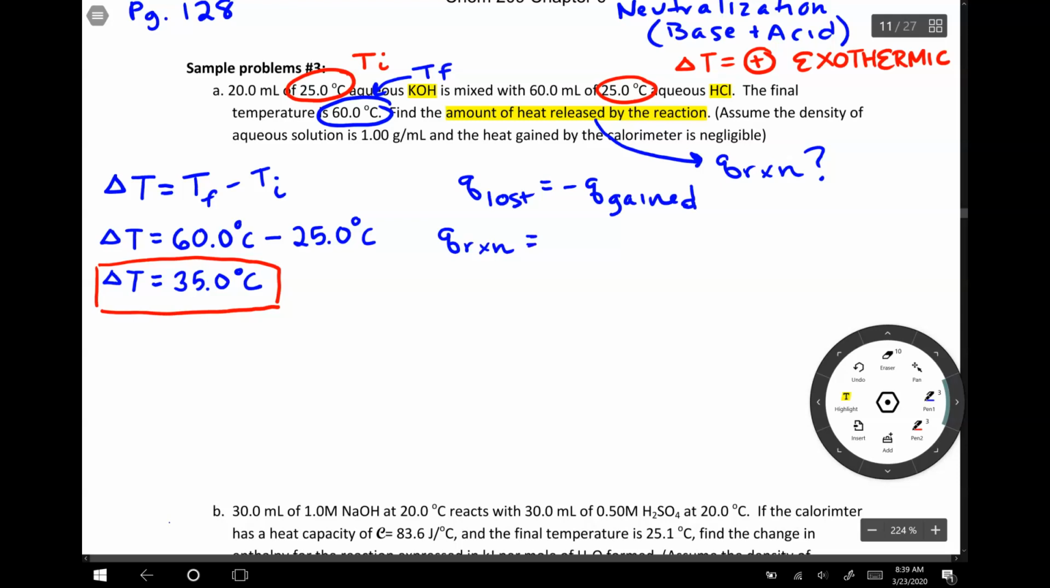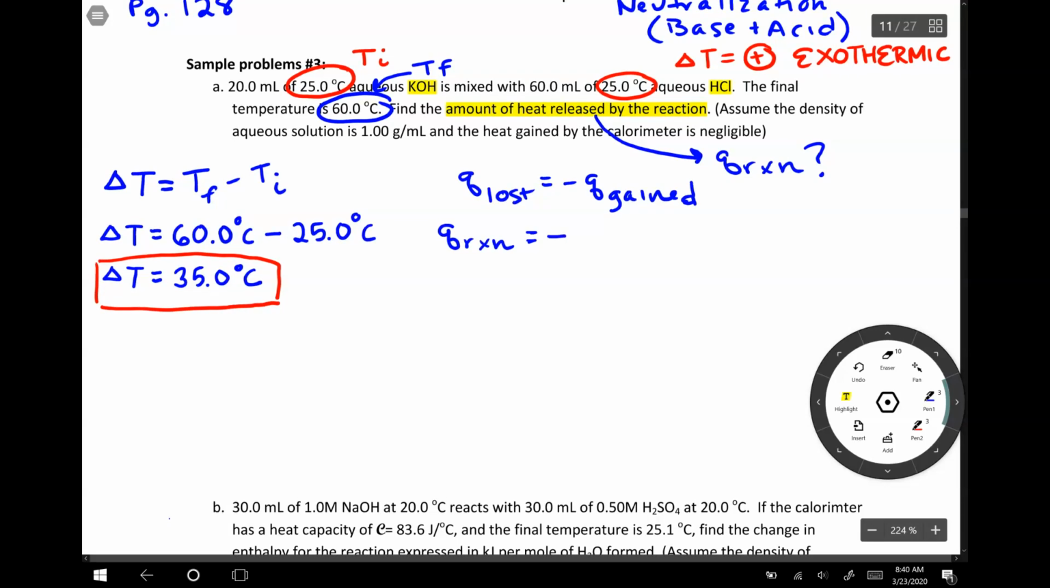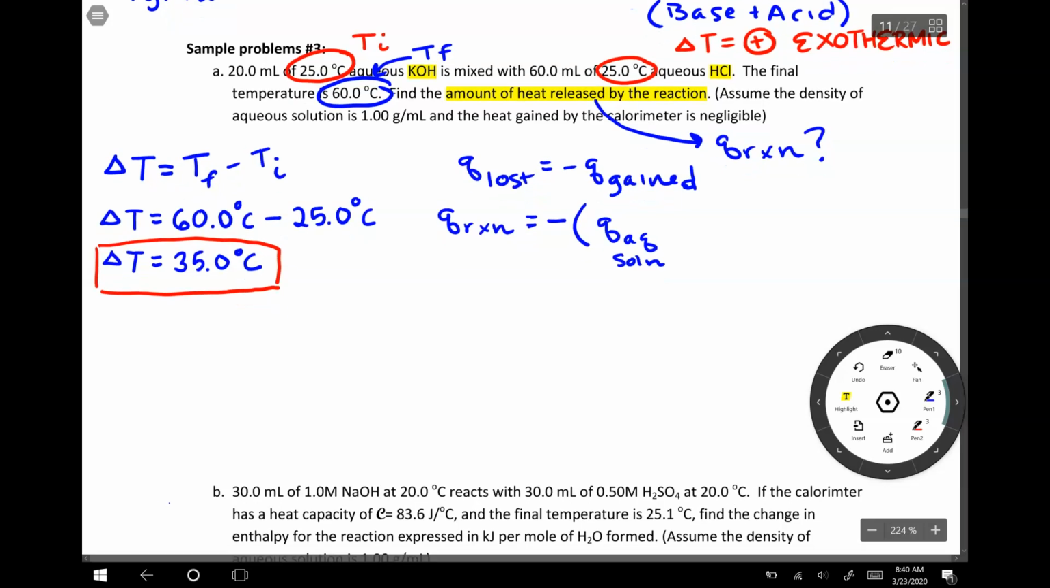Now I want to think to myself, okay, I'm on the opposite side. I want to know what's gaining heat in this chemical reaction. The things that are gaining heat here, I'm going to maintain my negative sign, is that the Q of the aqueous solution is going up. That temperature is going from 25 degrees Celsius to 60 degrees Celsius. When I mix my acid and base together, it's gaining heat. The other thing that could be gaining heat is the Q of my calorimeter.